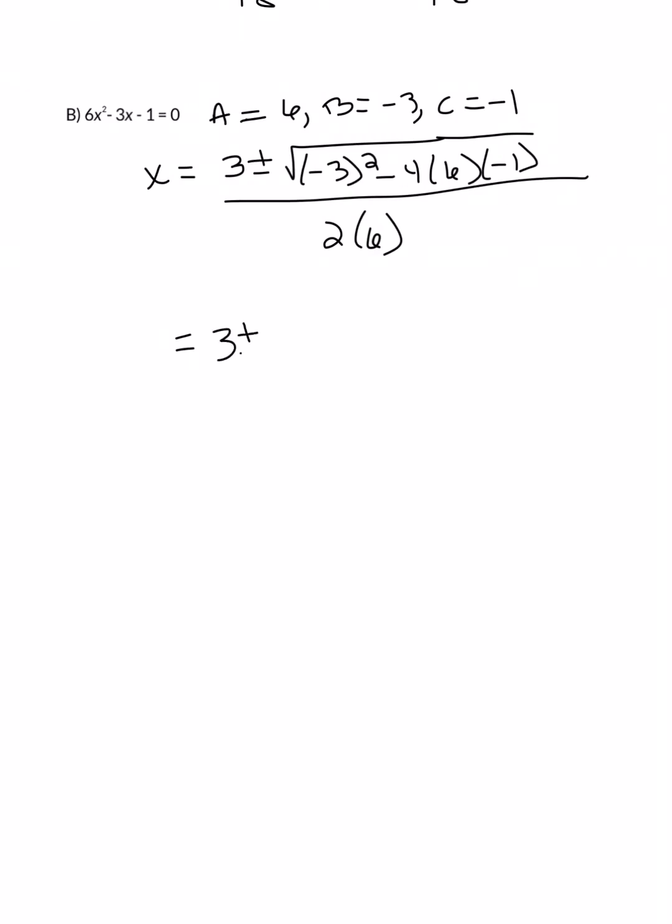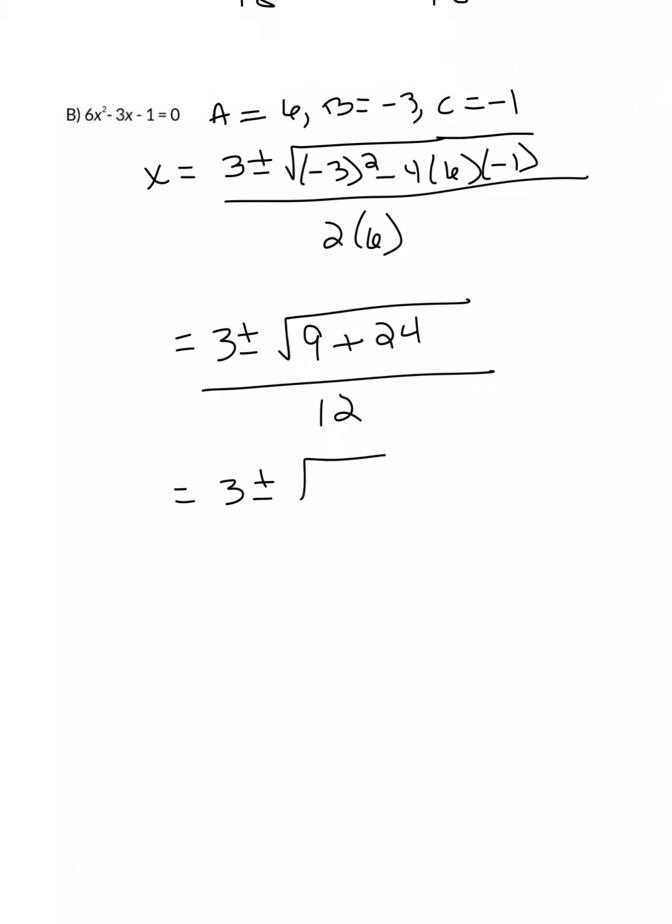Doing our arithmetic inside our square root, we will have 3 plus or minus the square root of 9. It will become positive because we have 2 negatives, and that's going to give us a positive result. 4 times 6 times 1 is 24. All of that goes over 12. Inside the radical now, doing the addition, 9 plus 24 gives us 33. And then that goes over 12. The square root of 33 does not simplify, so that is your solution.